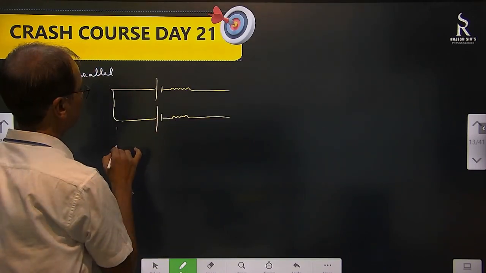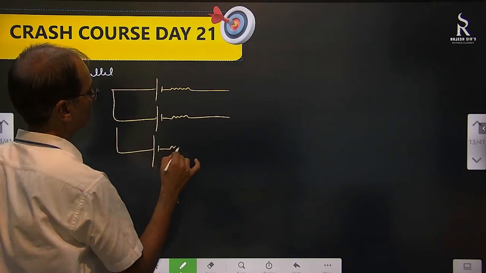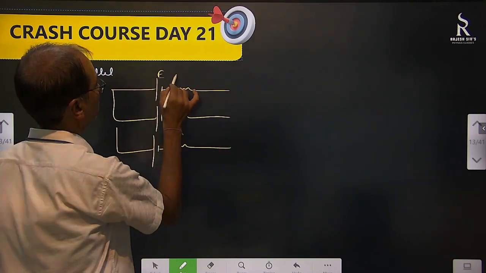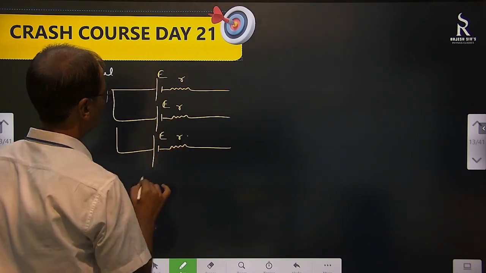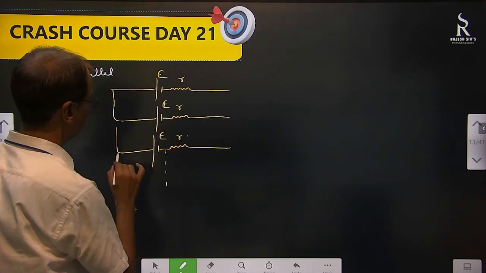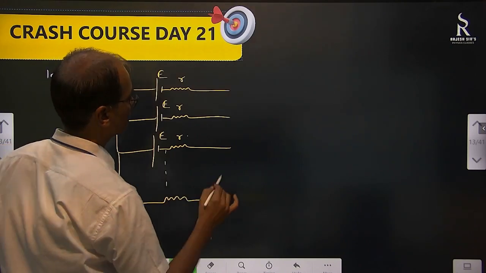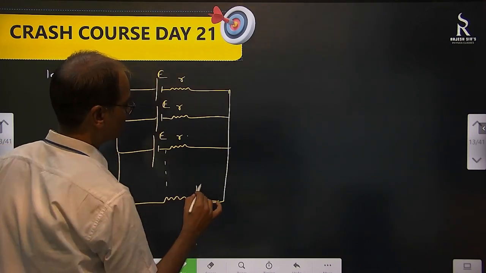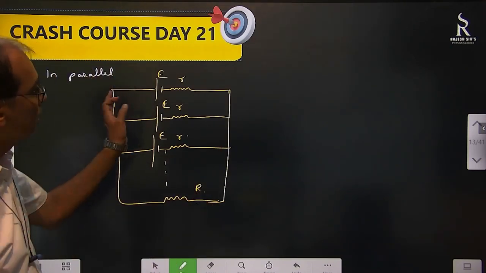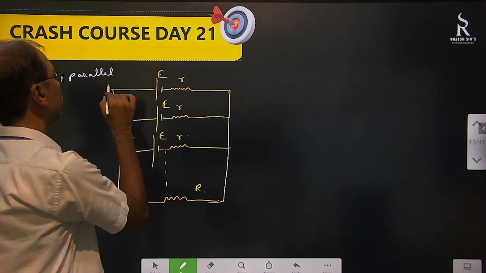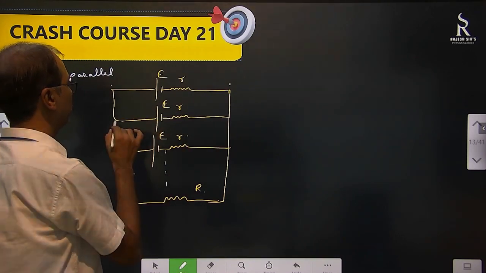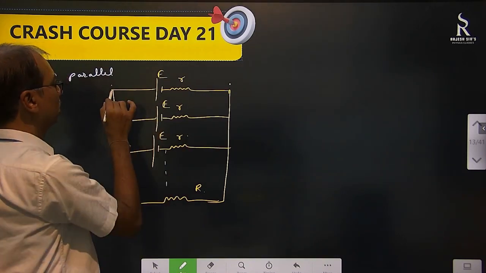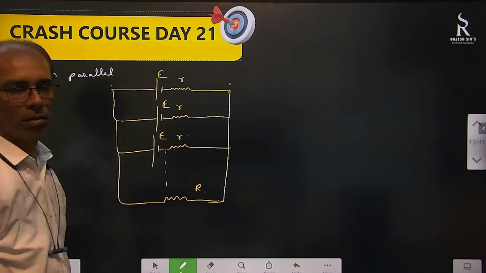Okay, like this there are N batteries, each with E and R, maybe N branches, and then finally there is one external resistance. Across each branch, the potential difference between the first branch, second branch, third branch is all the same, because they are all connected over here in parallel.